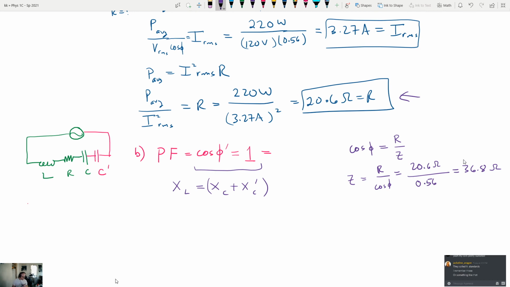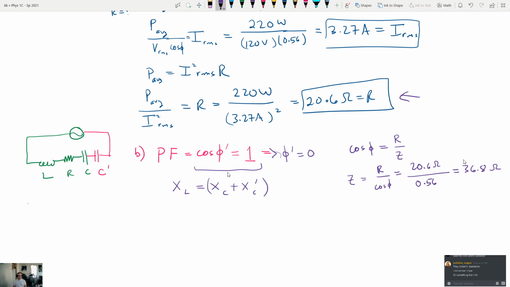All right. So how do we go about doing this? If cosine phi is equal to 1, that means that phi prime is equal to 0, right? And if phi prime is equal to 0, that only happens when XL is equal to XC, basically.